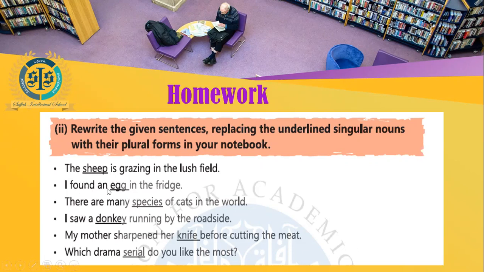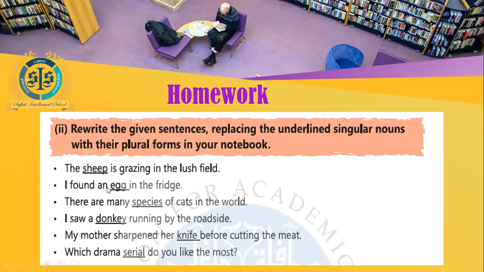I found an egg. What is the plural of egg? You have to write the sentence again and write the plural of egg: eggs. There are many species of cats in the world. Now, species is the singular as well as the plural. So it will not change. The sentence will remain the same. I saw a donkey running by the roadside. So donkey becomes donkeys. You know the spelling.